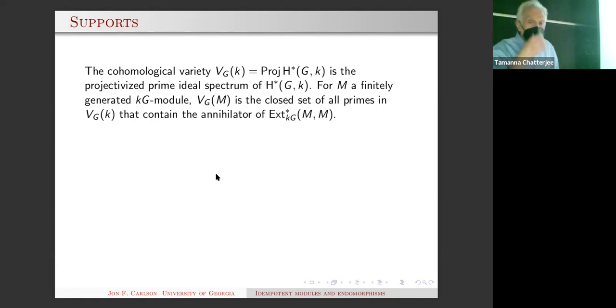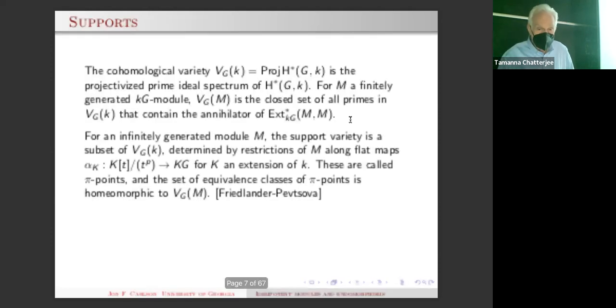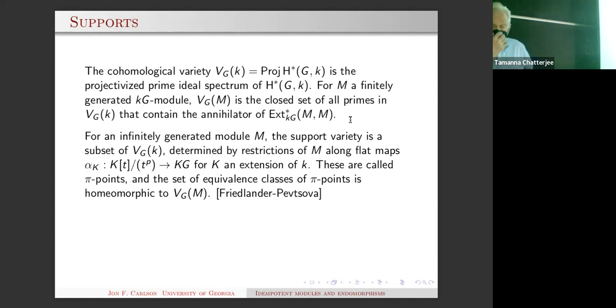For a finitely generated module, we can define the support variety. It's a closed set of all homogeneous primes in V sub G of K that contain the annihilator of this algebra Ext star(M, M). If M is finitely generated, then this Ext star(M, M) is actually a finite dimensional algebra, finitely generated over the cohomology ring. And so this all makes sense. For infinitely generated modules, this gets a little bit more complicated.